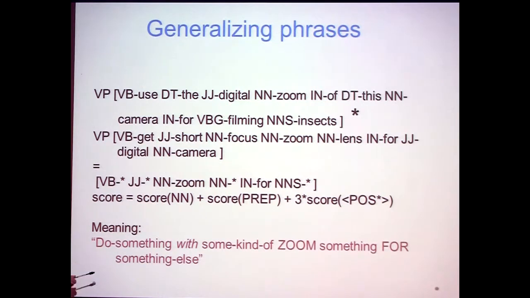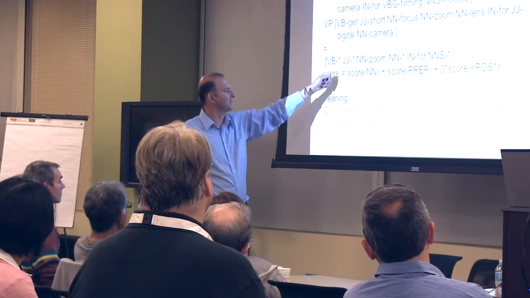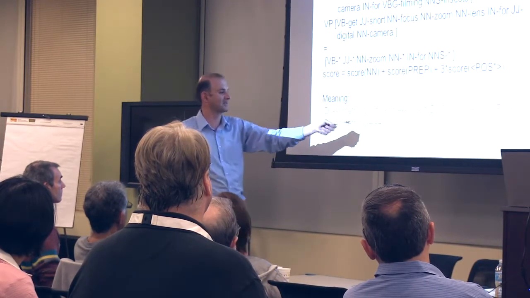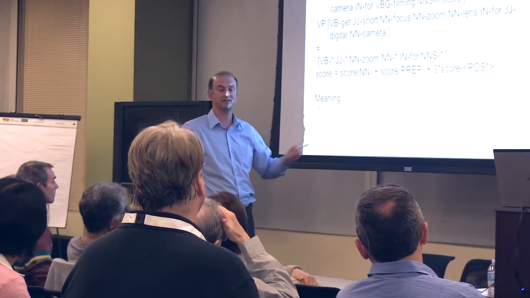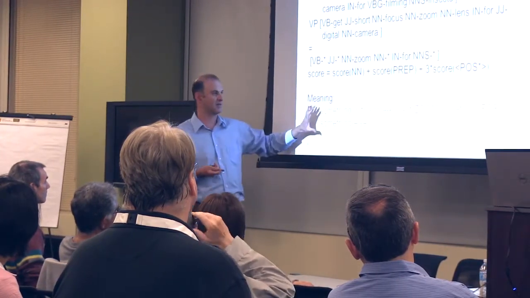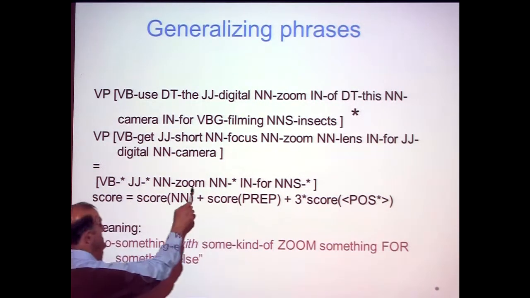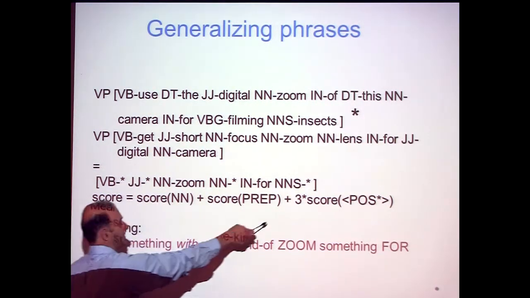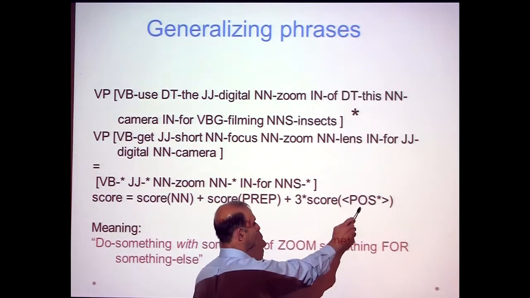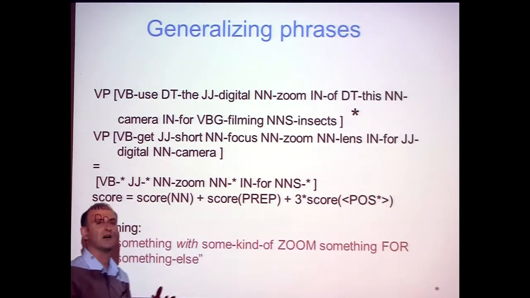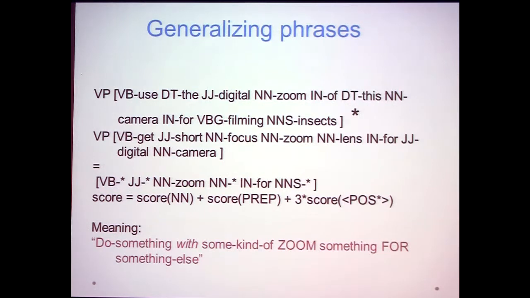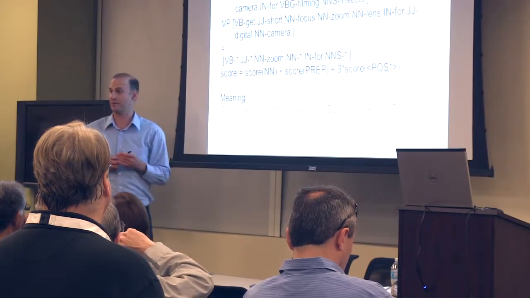And we can even interpret it. So verb, any kind of verb, any kind of feature, do something with some kind of zoom, something for something else. This is just for us to represent it. Then the higher the number of words with parts of speech, the higher the score. So it still comes down to the score, just that the score now is not based on frequency, but on the size of the common parse tree, in this case the common subphrase.